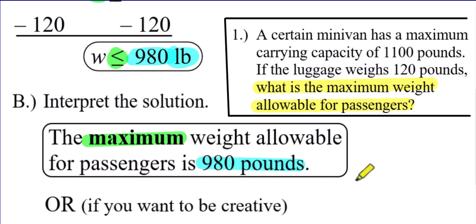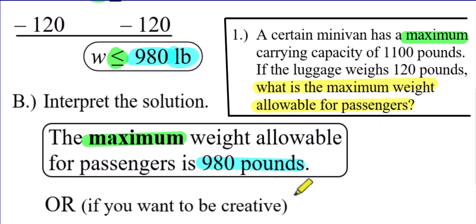Now, after you write all this out, you should read the sentence to yourself. Make sure it sounds like a good, formulated sentence. The maximum weight allowable for passengers is 980 pounds. Sounds good. Now, do you have to use the same words that were in the original problem? Like, do you have to use maximum if the problem said maximum? Do you have to say the maximum weight allowable for passengers if the problem said what is the maximum weight allowable for passengers? The answer is no.